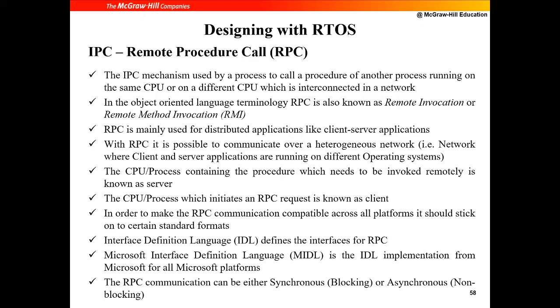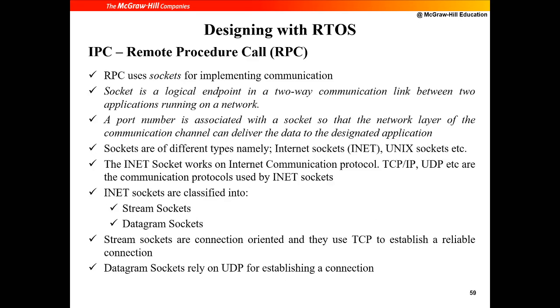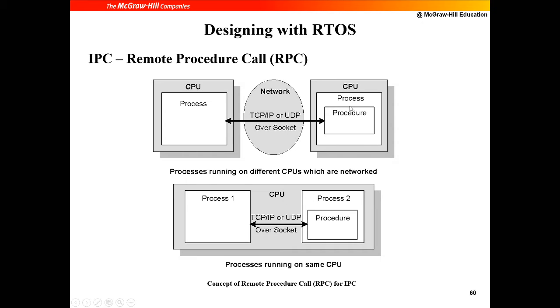And finally, we have the remote procedure call. In remote procedure call, we use remote method invocation. What happens is you initiate a socket. The remote procedure call can be either within the same CPU, or it can be across different CPUs through a network. In either case, you will use your socket. You will use TCP or IP or any network protocol, and then you will use the communication protocol to communicate.